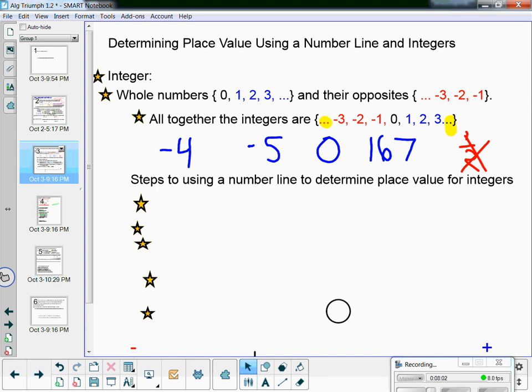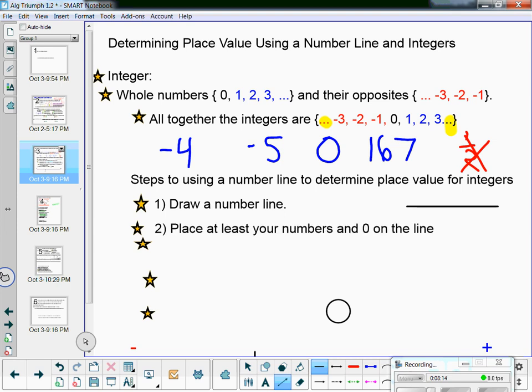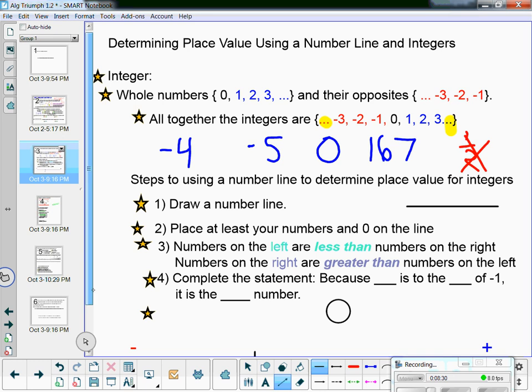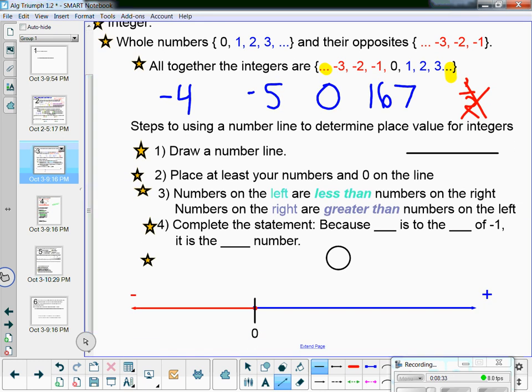Steps for using a number line to compare integers. 1. Draw a number line. Okay, I can draw a number line. 2. Place values for your numbers and 0 on the line. Numbers on the left are less than numbers on the right. Numbers on the right are greater than numbers on the left. That's pretty easy. Next, you're going to complete the statement: Because blank is to the blank of my number, it is the blank number.